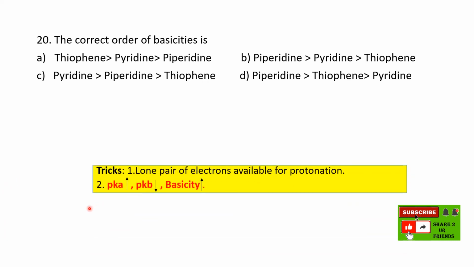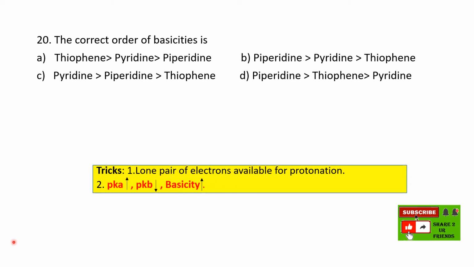So you see that this is the main trick. I already said lone pair of electrons, and the next one is pKa. If pKa increases, the basicity also increases. But if pKb decreases, then the basicity increases. It is inversely proportional, but pKa and basicity are directly proportional. Keep this in mind. Many of them make a mistake in this only.